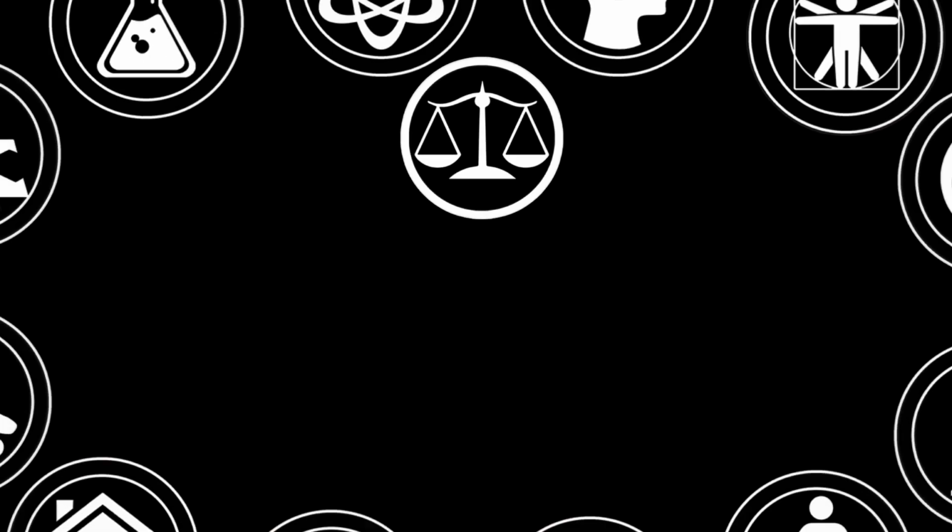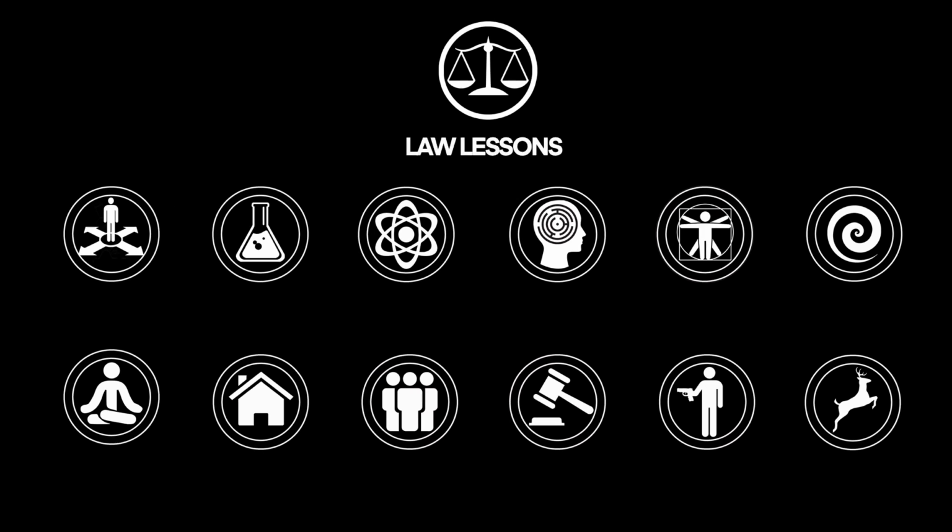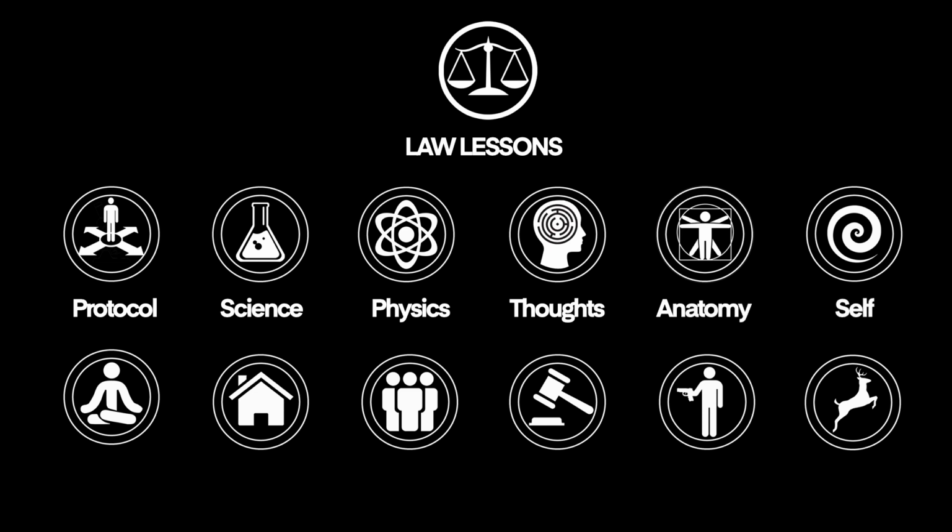The third course in the Mind section is Law, and its 12 lessons: Protocol, Science, Physics, Thoughts, Anatomy, Self, Beliefs, Home, Social, Land, Streets, Nature.